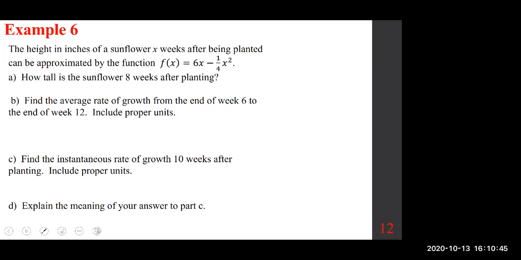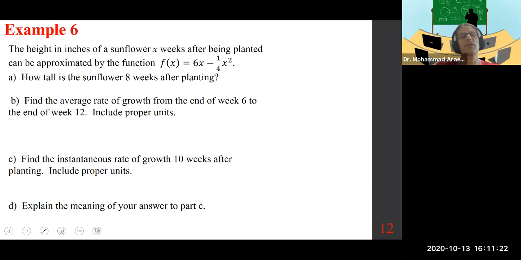Example 6. The height in inches of a sunflower x weeks after being planted can be approximated by the function f of x is equal to 6x minus 1/4 x squared. A. How tall is a sunflower 8 weeks after planting? B. Find the average rate of growth from the end of week 6 to the end of week 12, include proper units. C. Find the instantaneous rate of growth 10 weeks after planting, include proper units. D. Explain the meaning of your answer to part C. Thank you so much, Zaina.